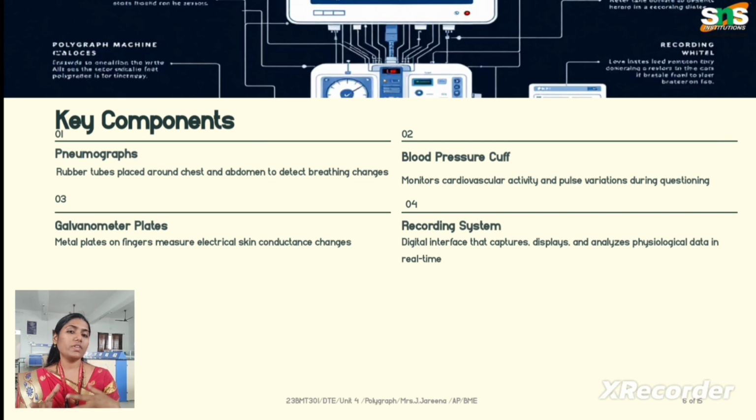The pneumograph is especially used to record the respiration rate. It is placed or wrapped around your chest, and based on the chest movement, it is going to record how many breaths are being taken per minute. So this is how the pneumograph is going to work.